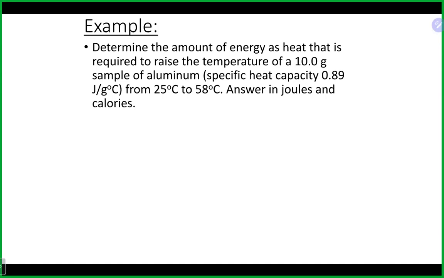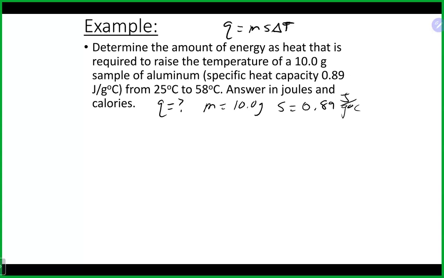Okay, so let's take a look. Obviously we're doing something with specific heat, so that hopefully should pop the equation up for you, Q = m s delta T. And again, usually a good thing to do in a problem is just to take out the information and label it. We want to determine the heat, so we're looking for Q. Obviously 10 grams is a mass. We have the specific heat capacity given to us, 0.89 joules per gram per degree Celsius. And it's going from 25 degrees, which is an initial temperature, to a final temperature of 58 degrees. So basically, we got everything that we need there on the right-hand side.